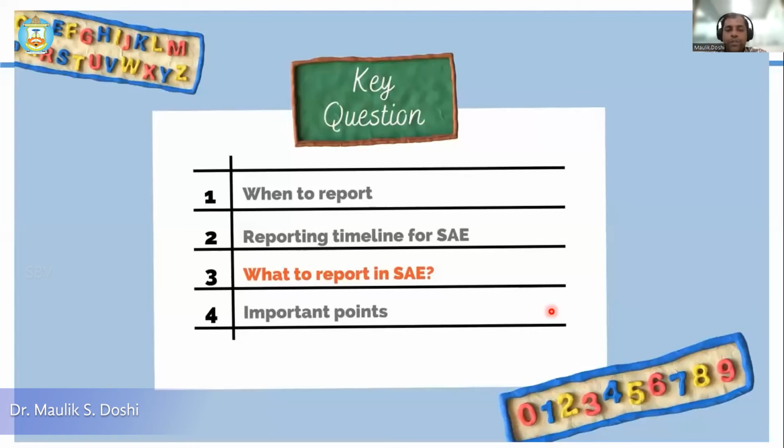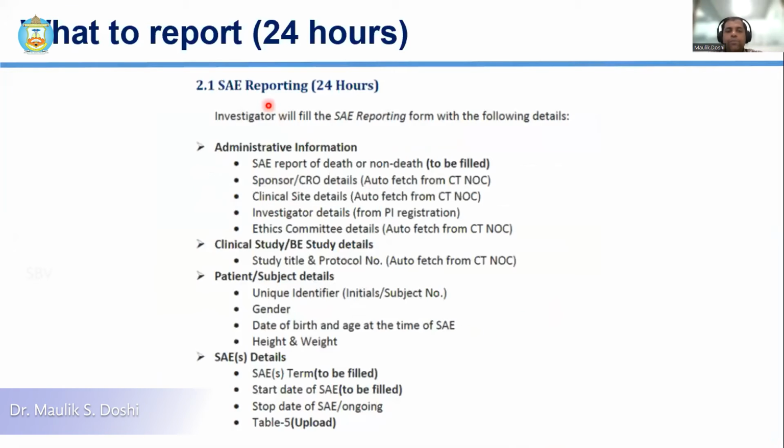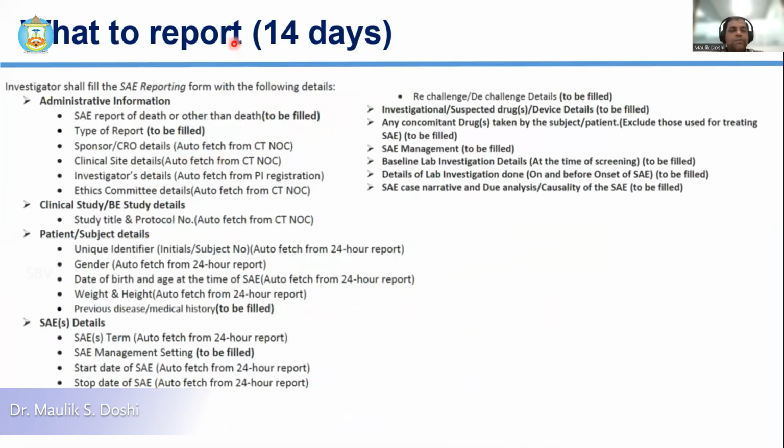Now, what to report in SAE? Because of shortage of time, I would like to fast track. These are the details which are required to fill in the SAE form. This is for within 24 hours. I will give you the link of the resources so that once my lecture is finished, you can go to that link and go through this requirement. Then within 14 days, you require a detailed report mentioning the causality, whether it is related or not related.